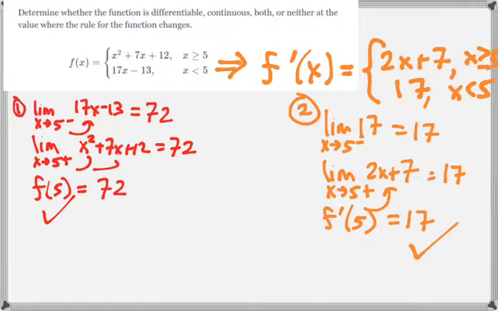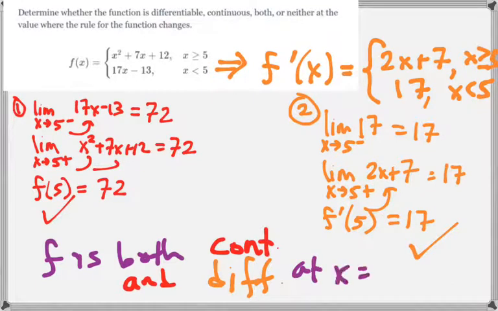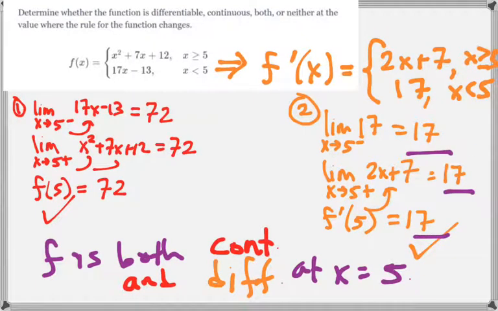So we can say the following for our answer. F is both continuous and differentiable. I'm going to abbreviate here. At x equals 5, we get the same value and we get the same slope. Smooth transitions, a rate of change of 17 both before and afterward.